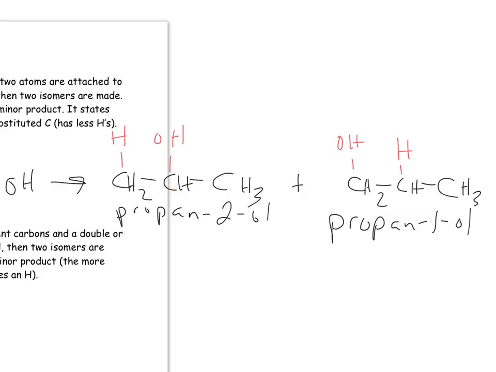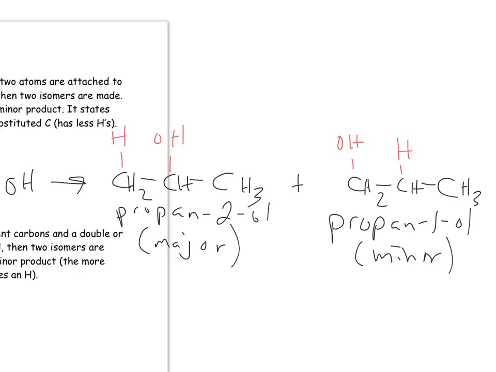Now this is just a qualitative measure. We know we're going to make more propan-2-ol than we are propan-1-ol, but we don't know how much more. Is it a 60-40 split? Is it a 90-10 split? Markovnikov can't tell us that. All it tells us is we're going to make more propan-2-ol, so we're going to call that the major product. And the propan-1-ol we're going to call the minor product.